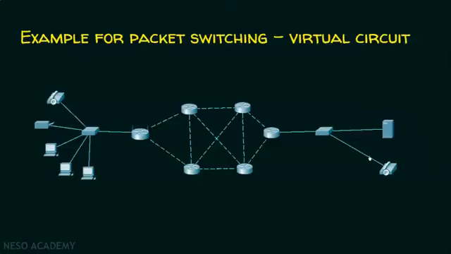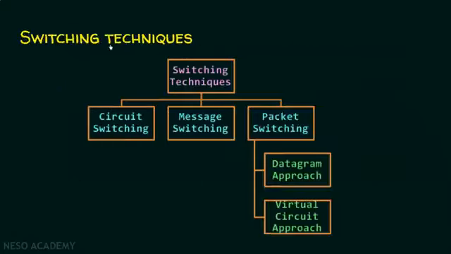We will have a simple recap now. Switching means finding the best route for transferring the data from the sender to the receiver, particularly in a large network. Switching has three techniques: circuit switching, message switching and packet switching. And packet switching has two approaches: datagram approach and virtual circuit approach.